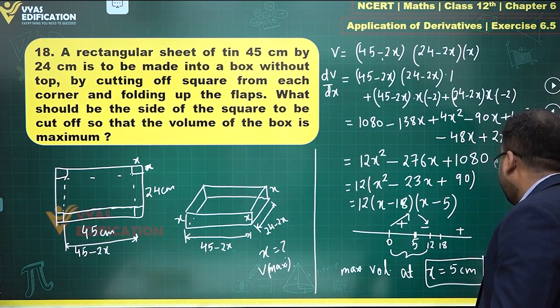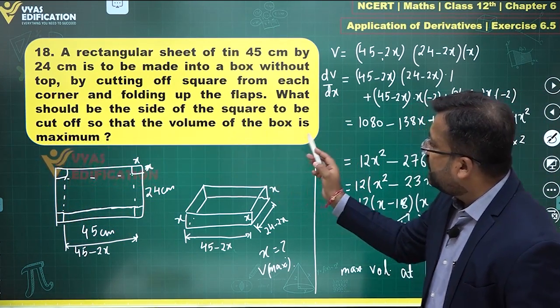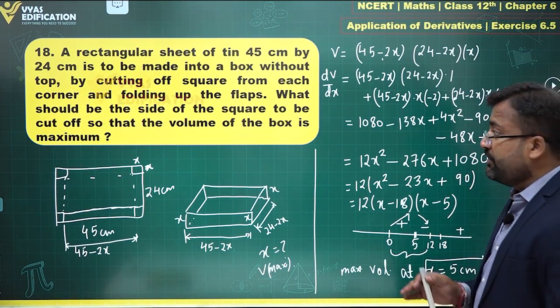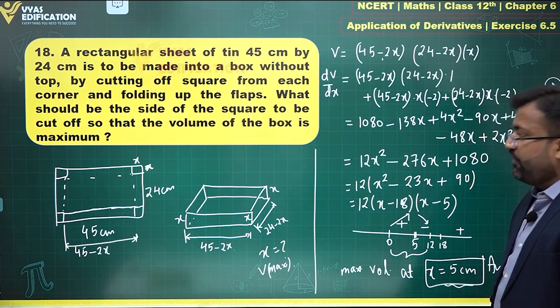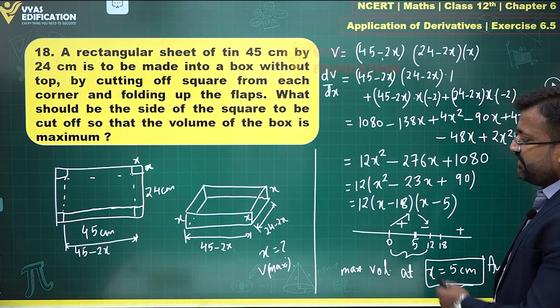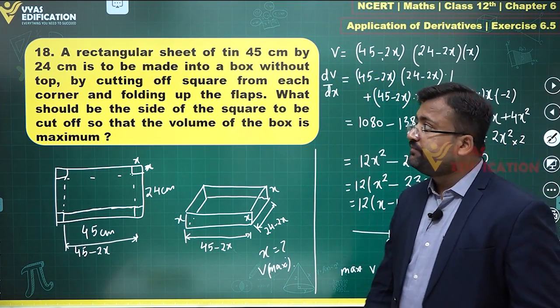Centimeter is the unit. That's my correct answer. What should be the side of the square to be cut off so that the volume of the box is maximum? This is the side of the square that needs to be cut off for the volume to be maximum, as you can see over here. That's the complete solution. That diagram is important first of all. On the basis of this we can deal with this one, right? That's the complete solution of this 18th question.